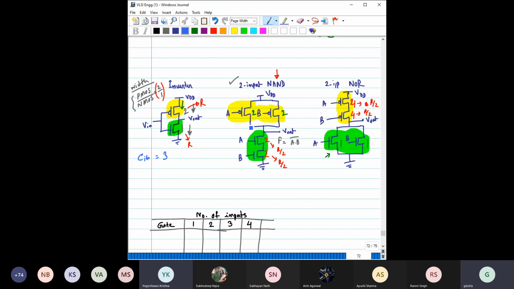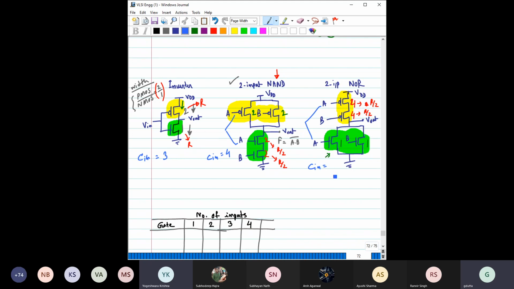Okay. So what is the unit capacitance here? Let's say you have connected this V out with the A input, right? So what is C in here in this case? It is 2 plus 2, it is 4, right? What is C in here? Let us say again it is driving this A input.